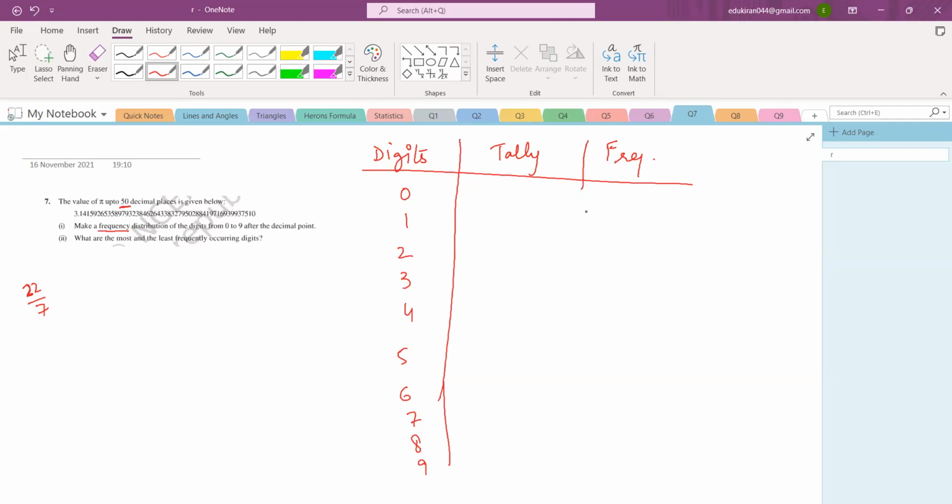So start doing the tally. You have to do it like this. After the decimal point, please look carefully. You don't have to count this 3. This 3 will not be counted. You have to start after the decimal. So the first is 1. Can you see it here? Yes, ma'am. So cut this 1 and put a tally in front of 1. Do it like this, very carefully, because it's written like this.